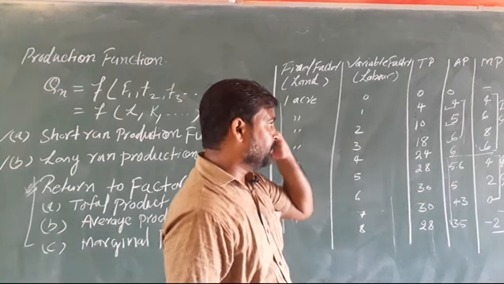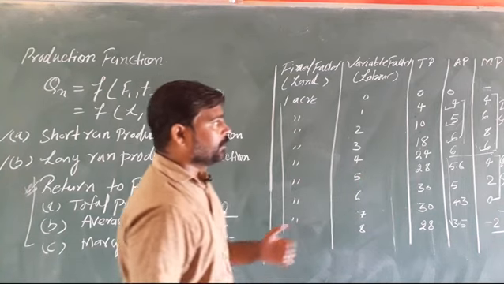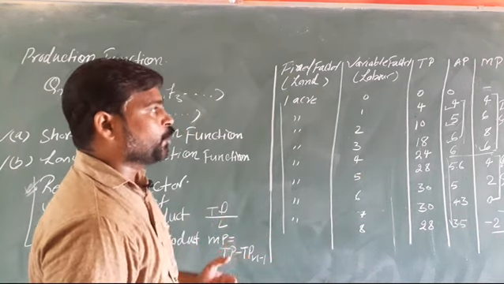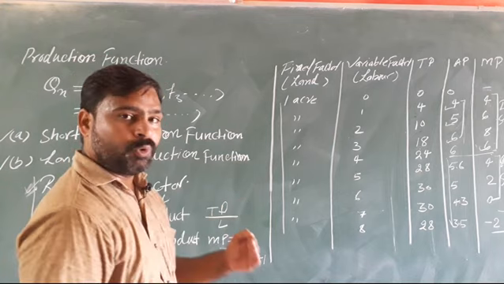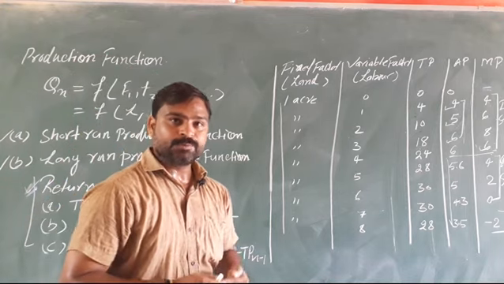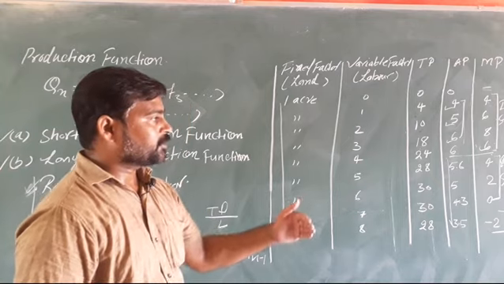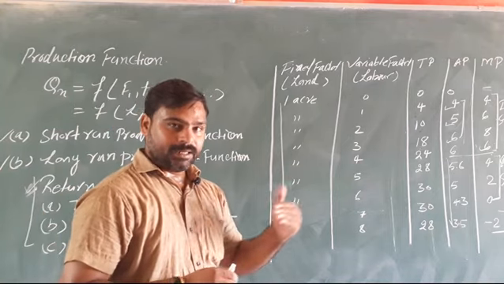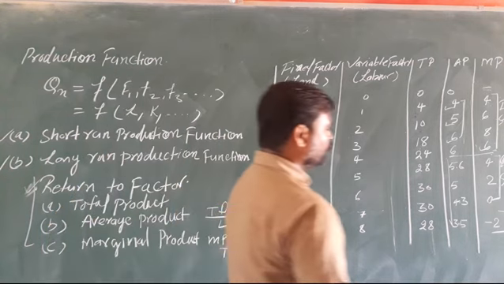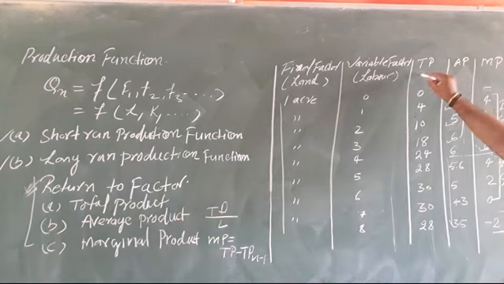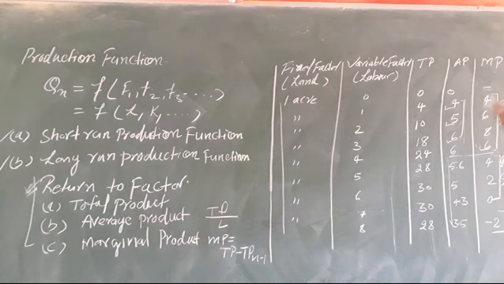There are 3 relationships between average product and marginal product. When marginal product is more than average product, average product will increase. When marginal product is equal to average product, average product will be constant. When marginal product is less than average product, average product will fall. And now we are going to talk about the relationship between total product and marginal product.